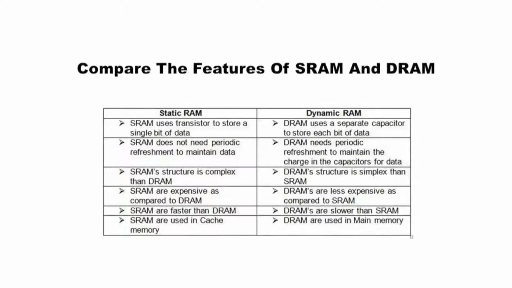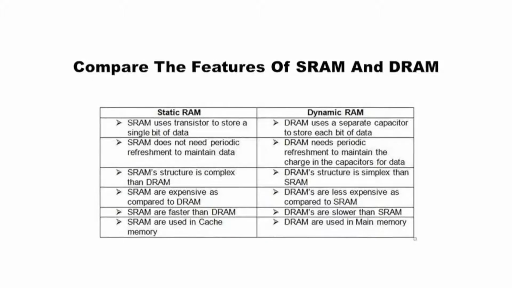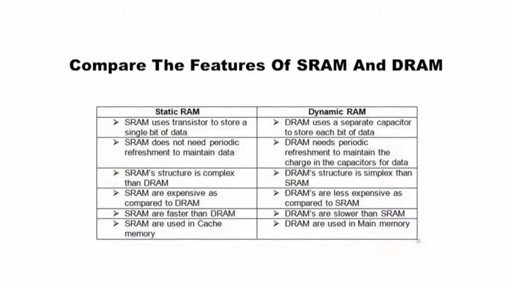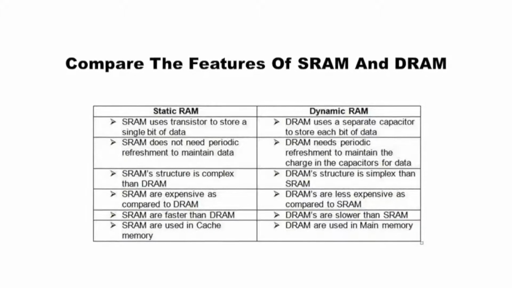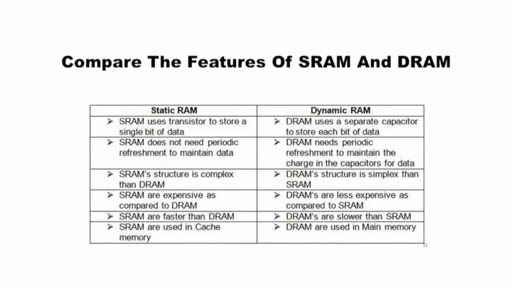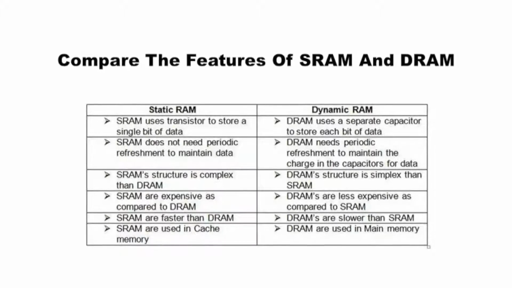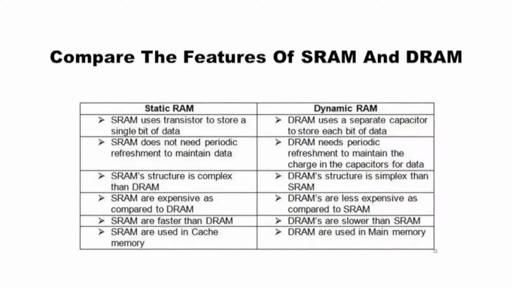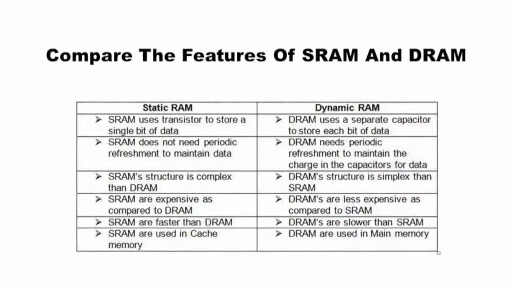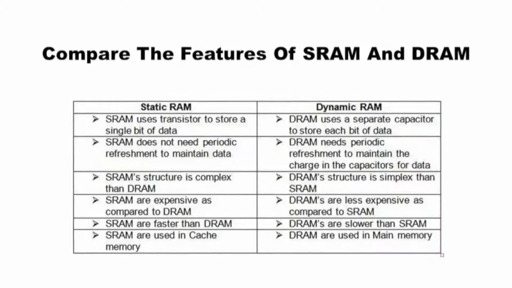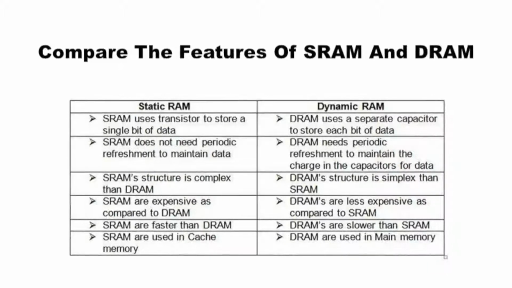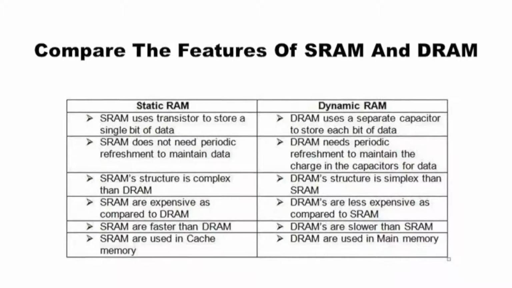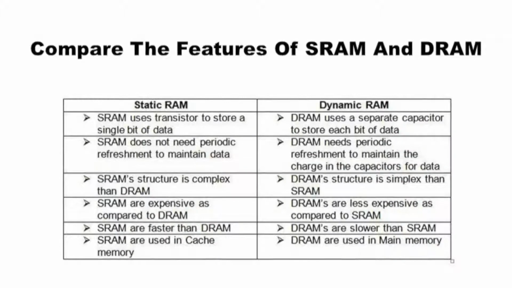Now, let us compare the features of SRAM and DRAM. Static RAM uses transistors to store a single bit of information, whereas DRAM uses capacitors to store each bit of information. SRAM does not require refreshing to maintain the information, whereas DRAM needs to be periodically refreshed to retain the stored information. This is because the capacitors tend to lose their charges. SRAM has a structure that is more complex than DRAM, but SRAM is faster than DRAM. So, they are used in cache memory, which we will discuss shortly. DRAMs are mainly used in main memory, that is primary memory.